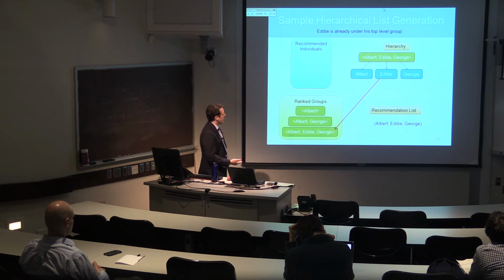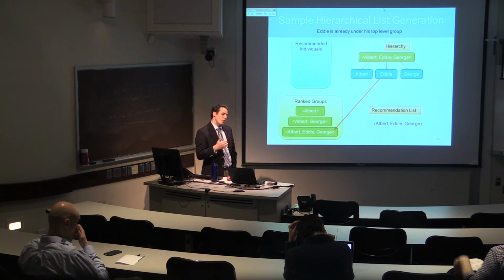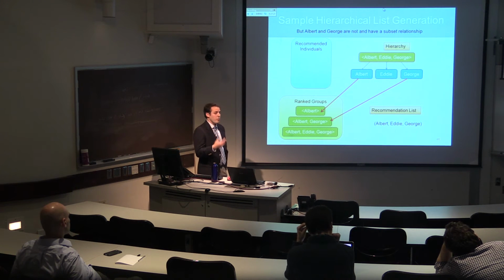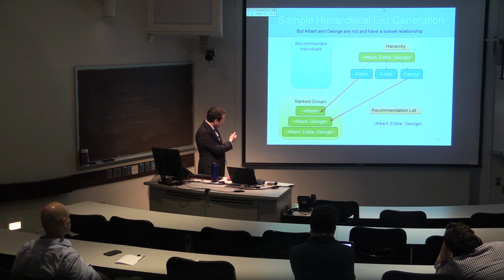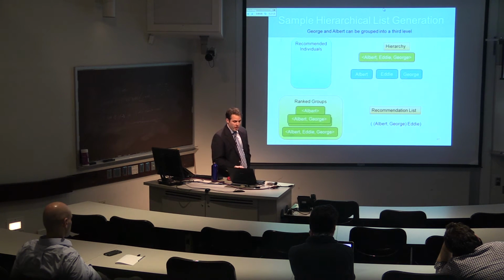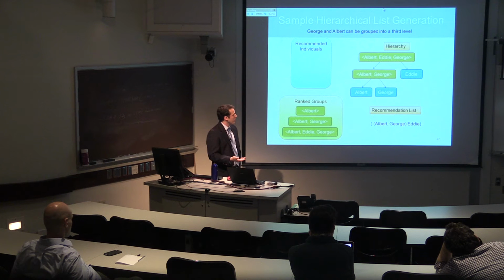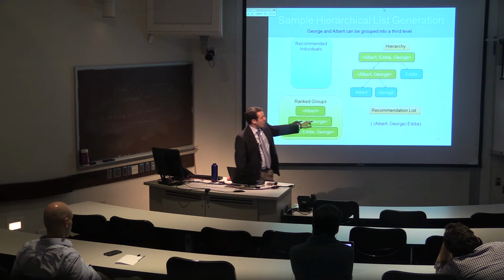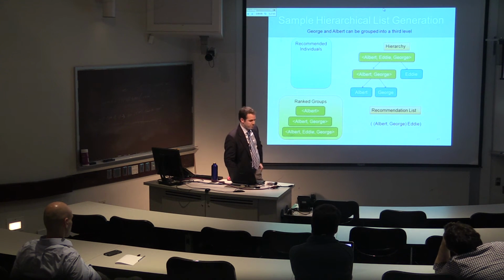So we first look at Eddie, whose highest ranked group he's already immediately under. So we can't move him further down in the hierarchy. But Albert and George are not under their immediate highest ranked group. And Albert and George's groups also share a subset relationship, which means we can group them under the superset of these two groups, forming a third level to our hierarchy and giving us our final recommendation list of Albert and George grouped together and Albert, Eddie, and George grouped together as well.